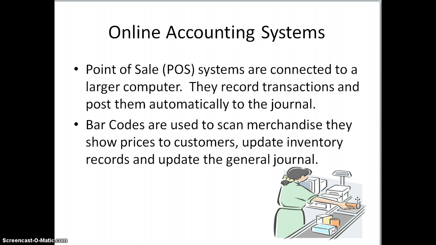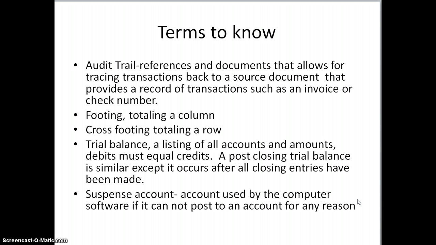So some terms to know from this chapter. This chapter was very heavy on terms. One is audit trail. That references and documents that allow for tracing transactions back to a source document that provides a record of transactions such as an invoice or check number. So in accounting, we always like to have this audit trail, something that we can go back to kind of prove what happened. An invoice is a good one, a check number.